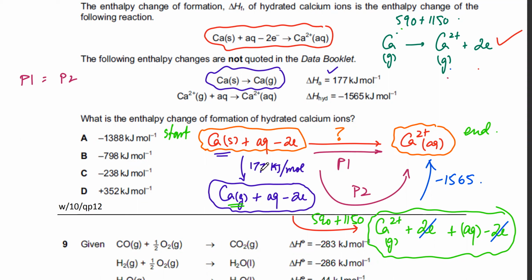It's 177 plus 590 plus 1150, and then you have minus 1565. And you'll get your answer. You were looking for path number 1, so you'll find your answer if you solve this, TK.